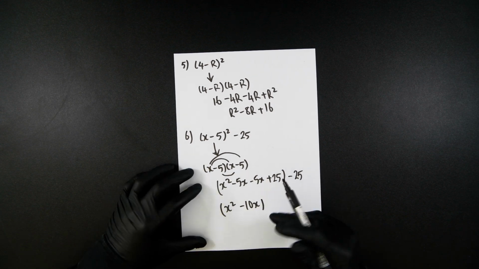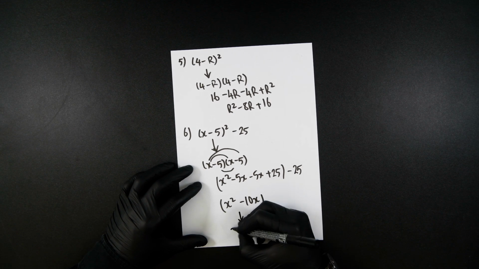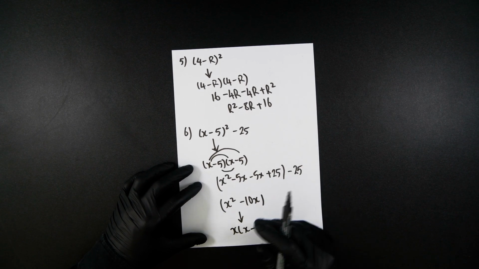In an exam, you may be asked to then factorize that further, but that would be pretty straightforward. You would just do x minus 10 by pulling out x as the common term in both.